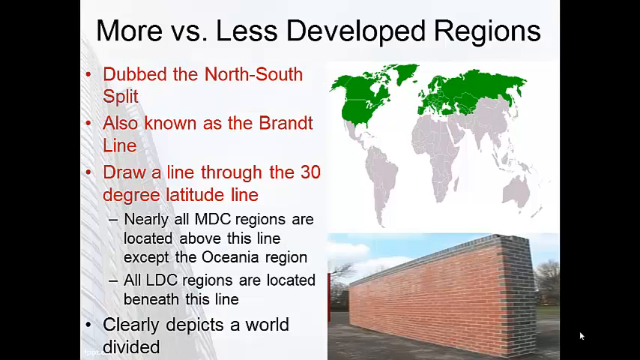So, this is dubbed the north-south split, also known as the Brandt line. If you were to draw a line through the 30-degree latitude line across the world, you would notice one big thing: nearly all MDCs are located above this line, with the exception of the Oceania region, and all LDCs are located beneath this line. What this line clearly depicts is as if a brick wall was put up that would separate MDCs from LDCs. It depicts a world divided.